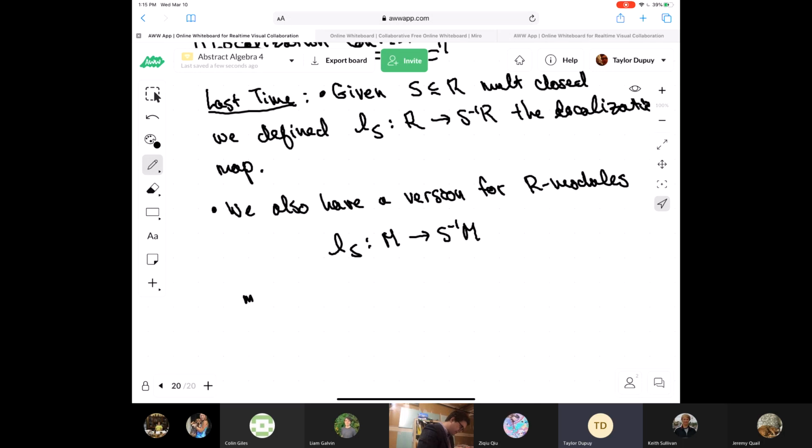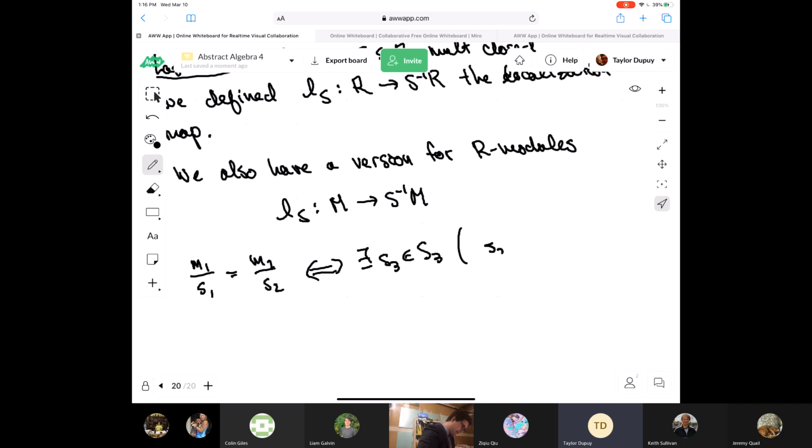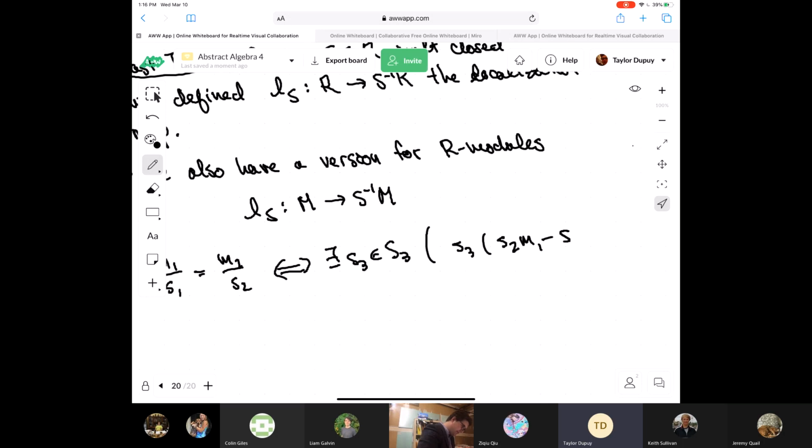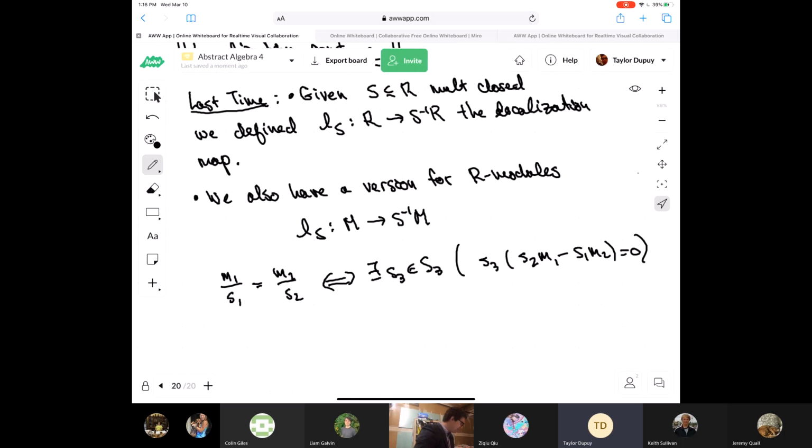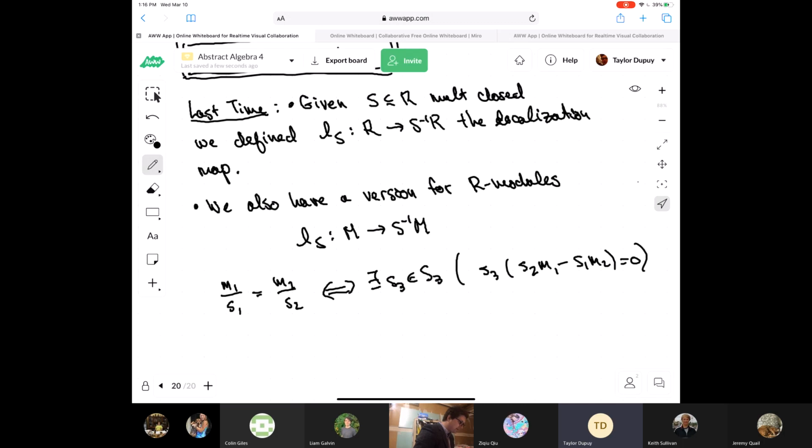The important property was that m1 over s1 was equal to m2 over s2 if and only if there exists some s3 such that s3 times the cross product, whatever you call this thing, s2 m1 minus s1 m2, was 0. So this is the definition that we had, and they were just kind of like fractions with denominators in S.